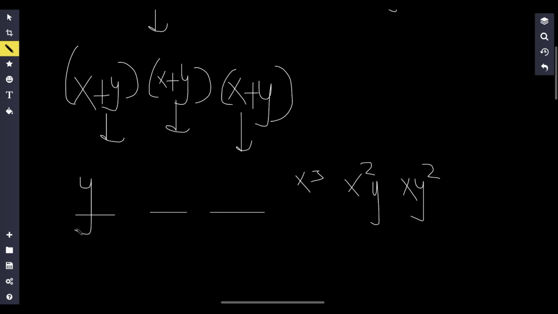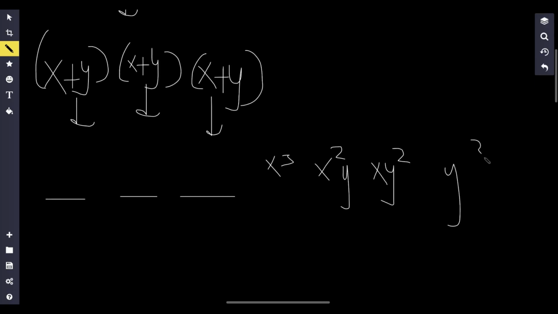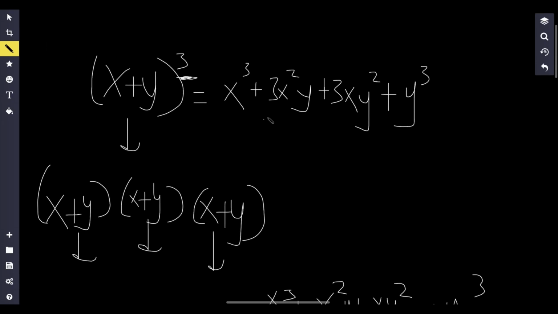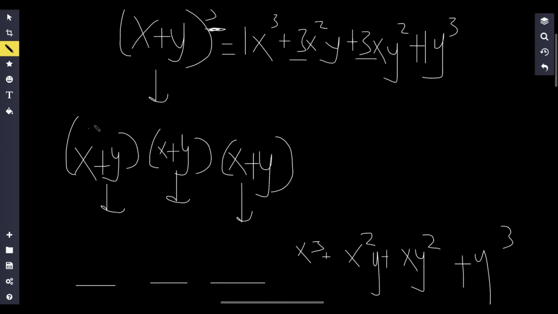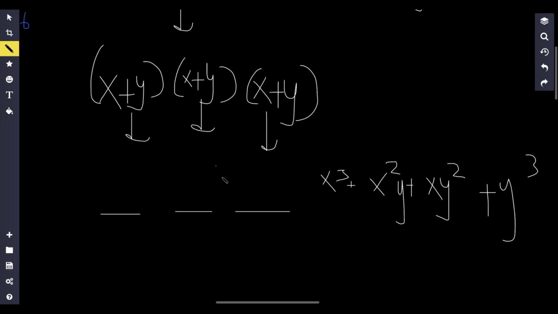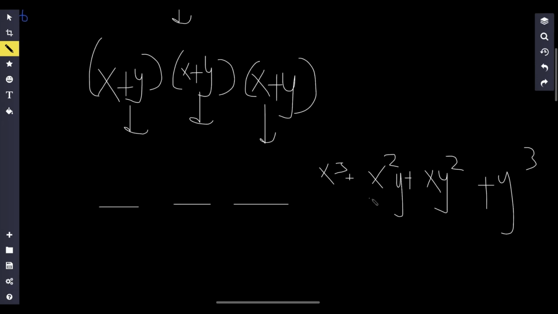And then if all of these slots are y, we're going to get y to the third power, right? But what determines the coefficients in front of these terms? How do we get 3x squared y and then 3xy squared without doing all the foiling? With the foiling, I can clearly see that everything works out, but how do I do this in this case? Well, imagine if we wanted to get an x squared y term.